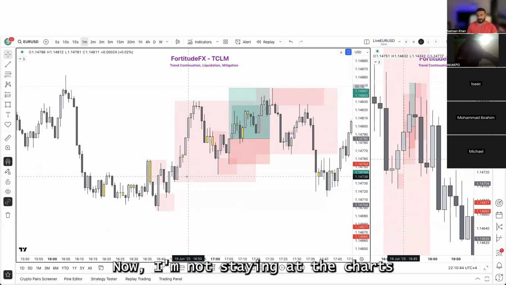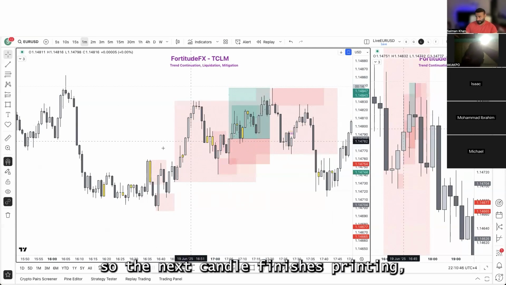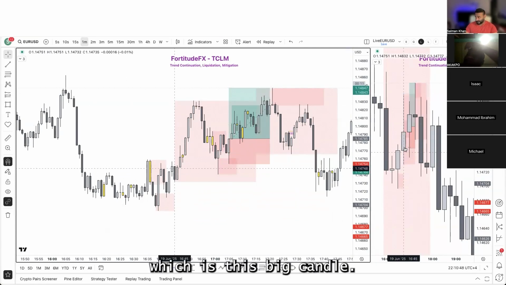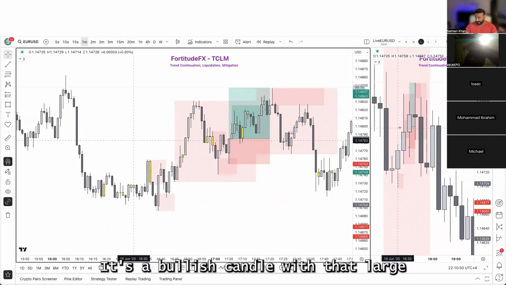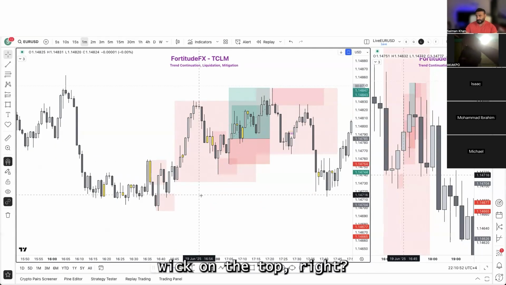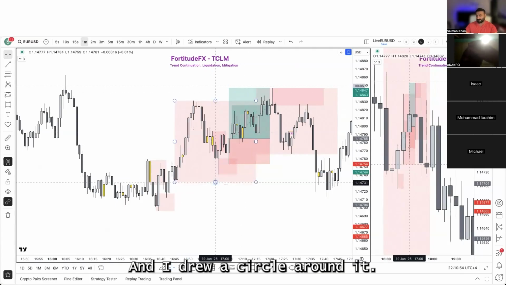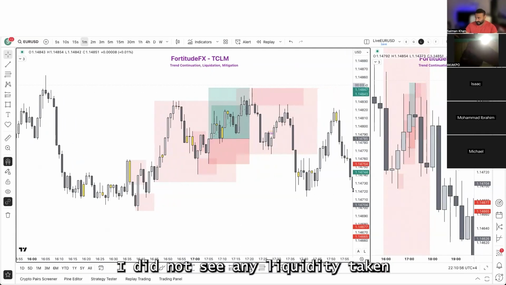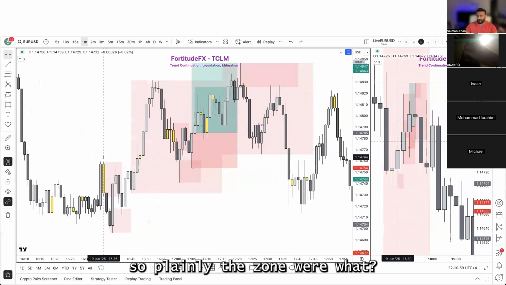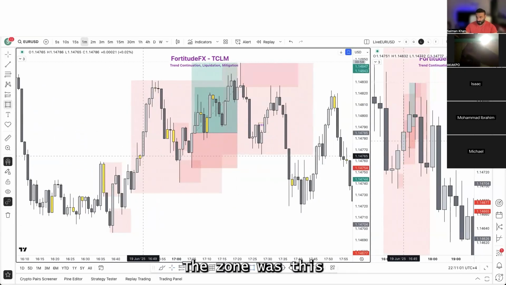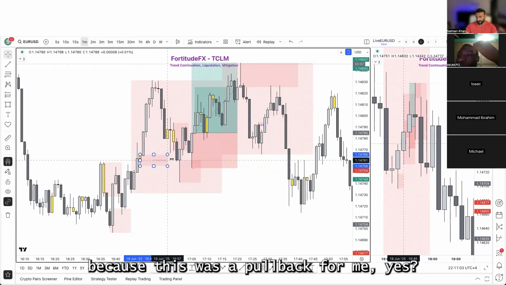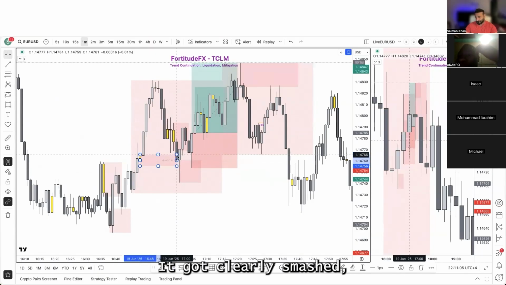I'm not staring at the charts all the time. So the next candle finishes printing, which is this big candle. It's a bullish candle with that large wick on the top, right? And I drew a circle around it. Fantastic. I did not see any liquidity taken. So clearly the zone was what? The zone was this, because this was a pullback for me. Yes, it got clearly smashed.